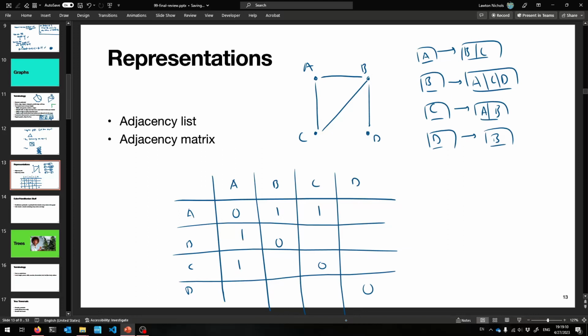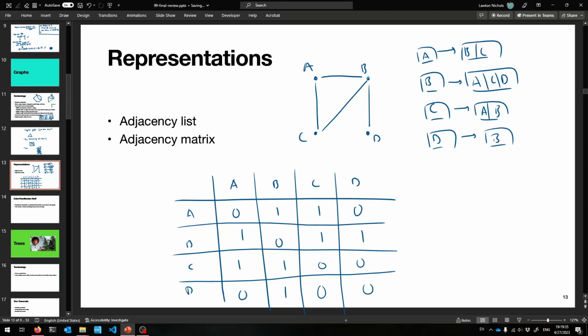Undirected graphs are symmetric like that. What about from B to C? B to C is a 1. C to B is a 1. And then B to D, and D to B. And I think there's zeros everywhere else. There's nothing from A to D, nothing from C to D, nothing from D to A, nothing from C to D. So that would be our adjacency matrix.